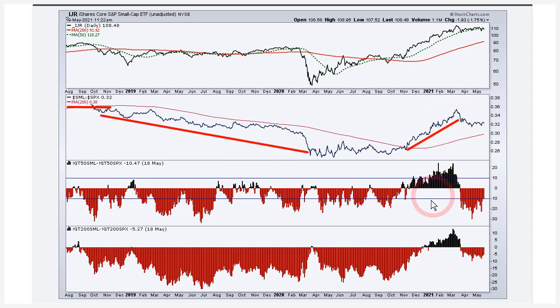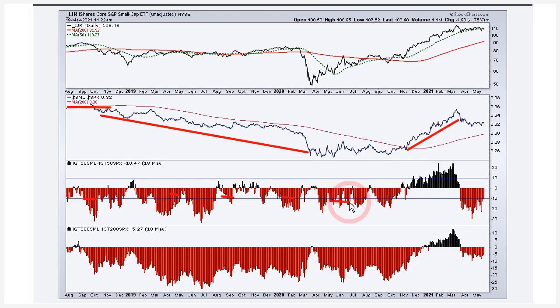And if we look at relative breadth, this is the percentage of small caps above the 50-day minus the percentage of large caps above the 50-day. And we can see I've got a level here at 10%. And we can see we didn't get above plus 10% this entire time when it was underperforming. And on the downside, we got below minus 10% several times. There's just a lot of red on this chart.